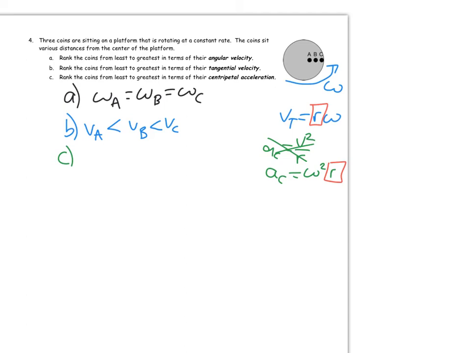So the one with the greatest radius is going to have the greatest centripetal acceleration. So the acceleration of A is less than the acceleration of B, which is less than the acceleration of C, the same ranking as for tangential velocity.